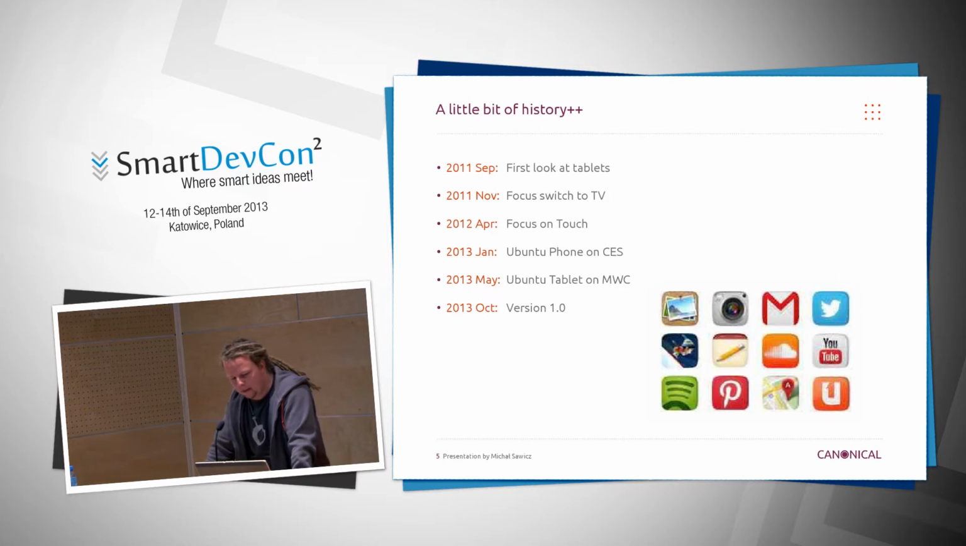In April 2012, we started to focus on the touch version and on the current vision that we have for converged devices. In January 2013 at CES in Las Vegas, we showed our first preview of Ubuntu Touch on phones. Later that year, in May, we showed the tablet version at MWC in Barcelona. And in October this year, so in a month or so, we will release version 1.0 of the Ubuntu phone operating system.